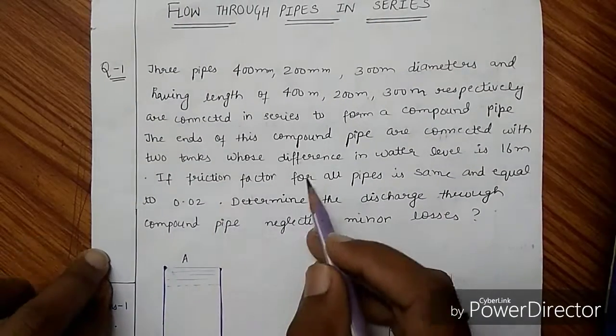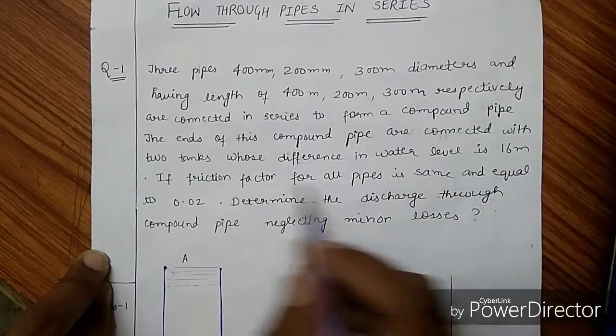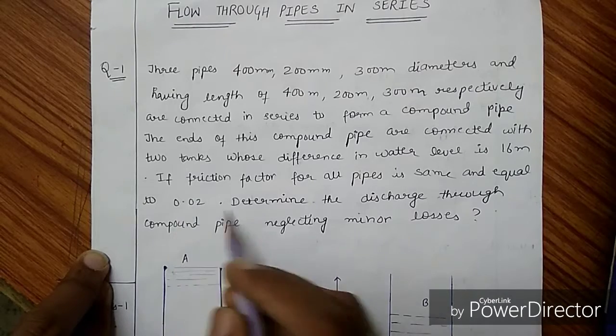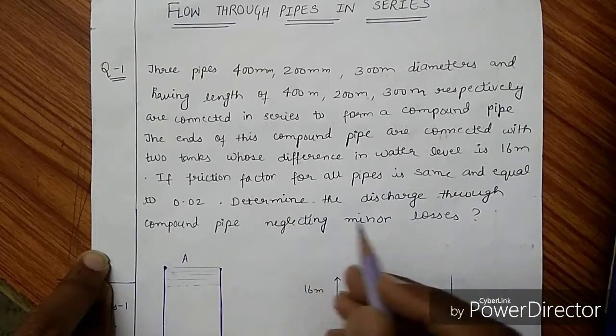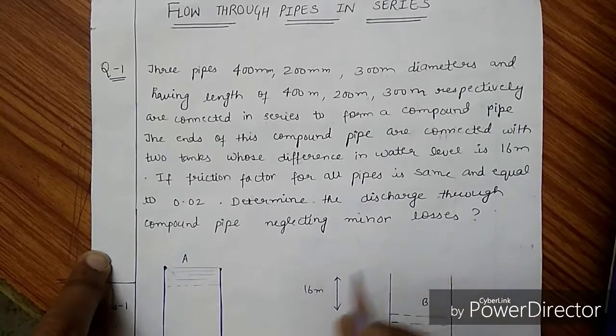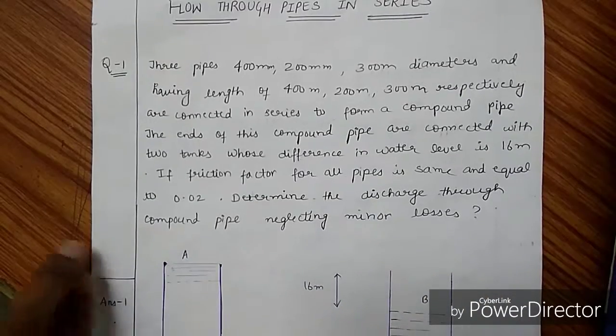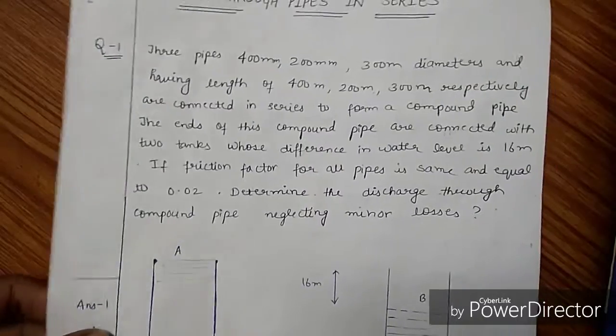So if the friction factor for all pipes is the same and equal to 0.02, we need to determine the discharge through the compound pipe, neglecting minor losses. So before solving this question, we will be talking about the concept of flow through pipes in series.